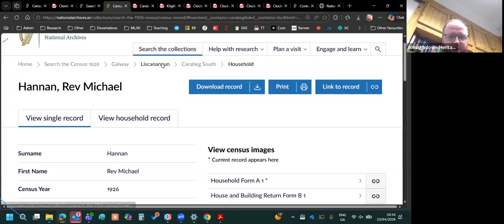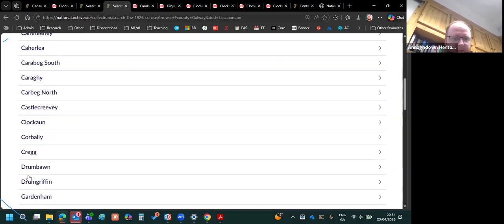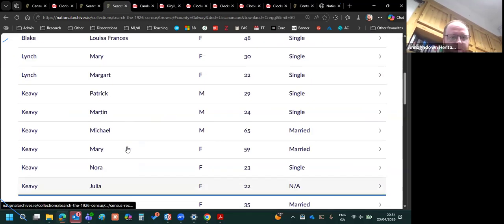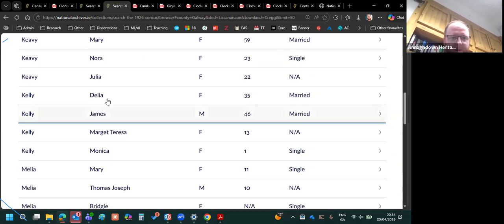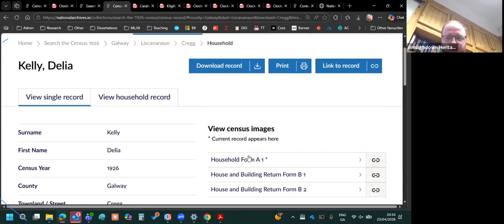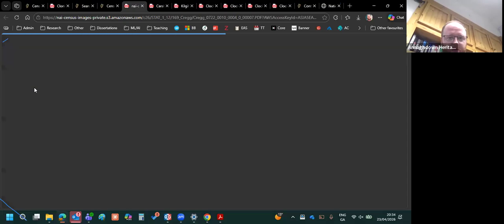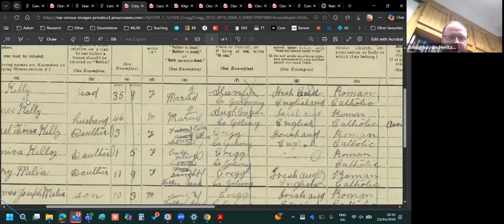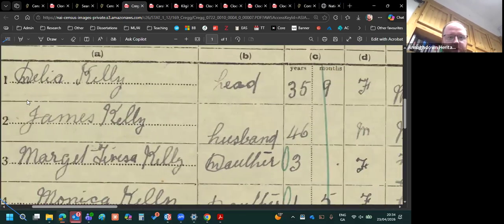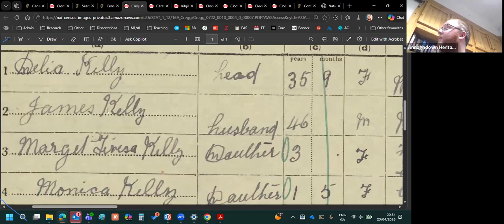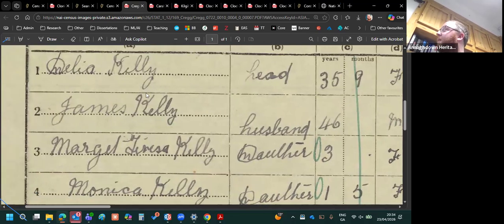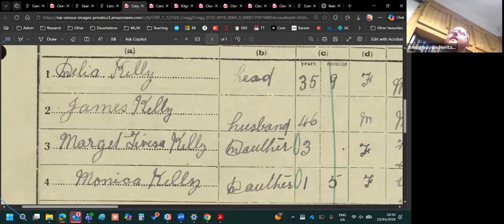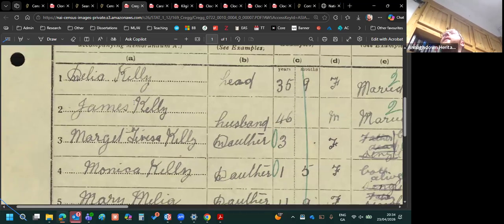One other thing I was going to look at, Craig. So yeah, one household that I found. Delia Kelly is entered as the head of this household, and James Kelly, her husband. So it's the only one I found that is reversed. So he married into a widow. Yes, so yeah, it was her place.